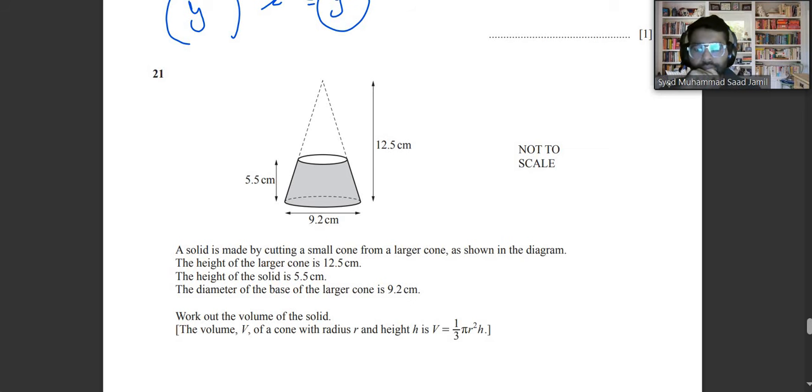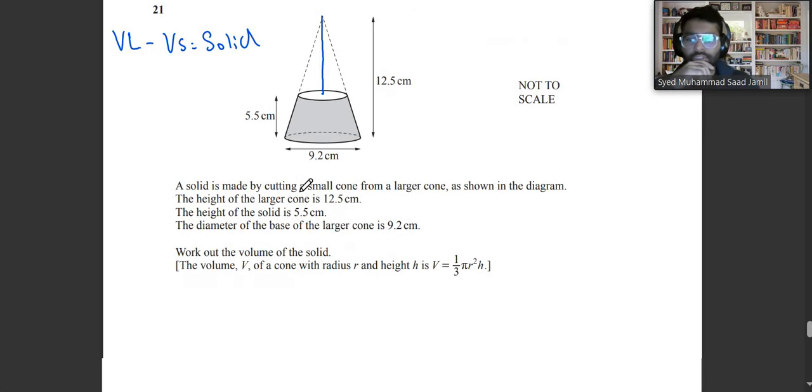It means this thing. So we will find the volume of the bigger cone, then we will find the volume of the smaller cone, and then we will subtract both of them. Volume of bigger cone VL minus VS will give you the solid gray area. So let's first of all find the volume of the larger cone.